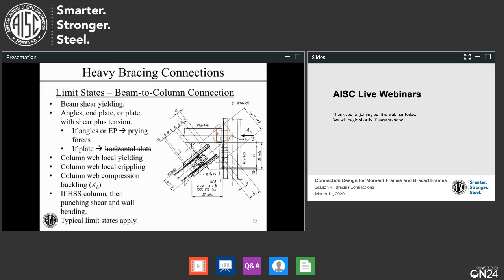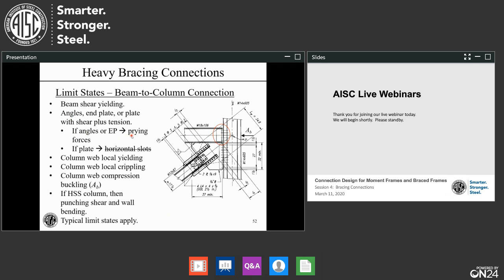Now moving to the beam to column connection up here at the top. First, we have beam shear yielding, and as the connection designer, you don't get to pick that beam probably, so you might want to check that early. Maybe you can get an RFI out or something to get a better beam if that's a problem. Again, normally we don't care much about shear, but here this shear can be large. We can have angles, end plate, or a web plate there for this connection.